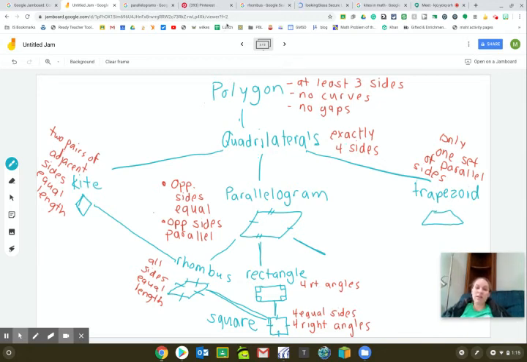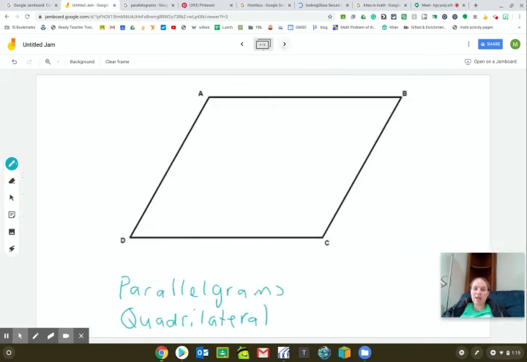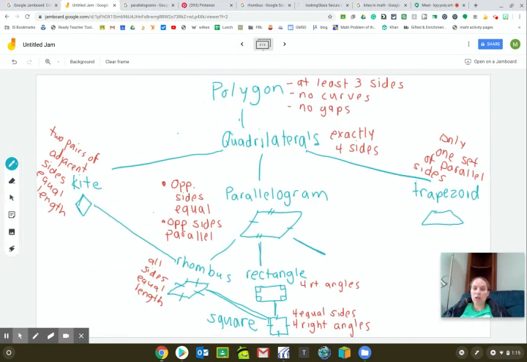Just like in the previous example where we said a dog is also a mammal, that's kind of what we're doing here with the shapes. And then the last thing here, we can also classify this as a polygon because once again, we learned that all quadrilaterals fall under this umbrella of this idea of a polygon: at least three sides, no curves, no gaps. So a parallelogram's specific definition is a quadrilateral that has opposite sides that are equal and opposite sides that are parallel. So let's just think of a couple other examples.